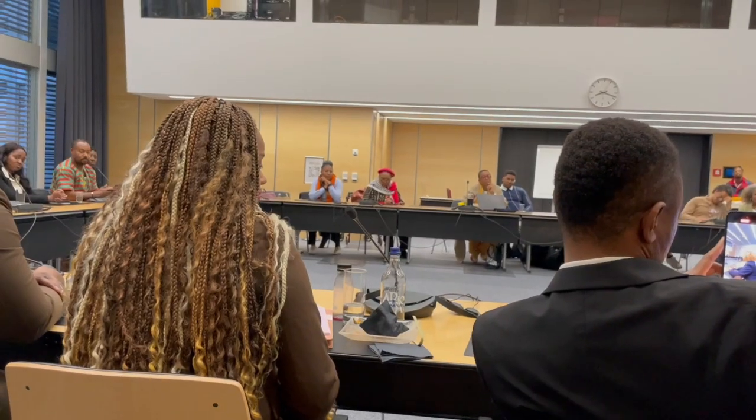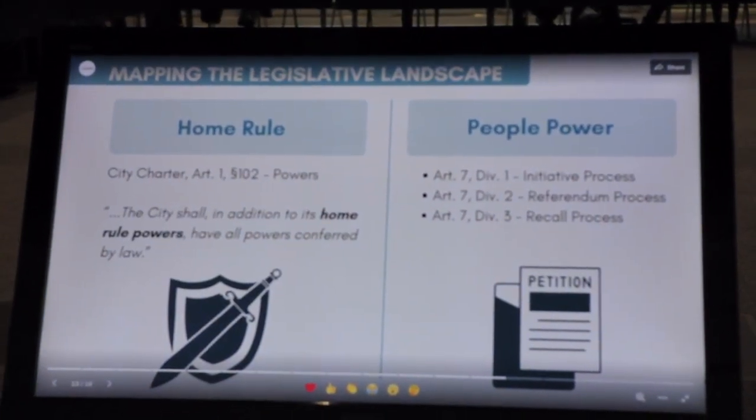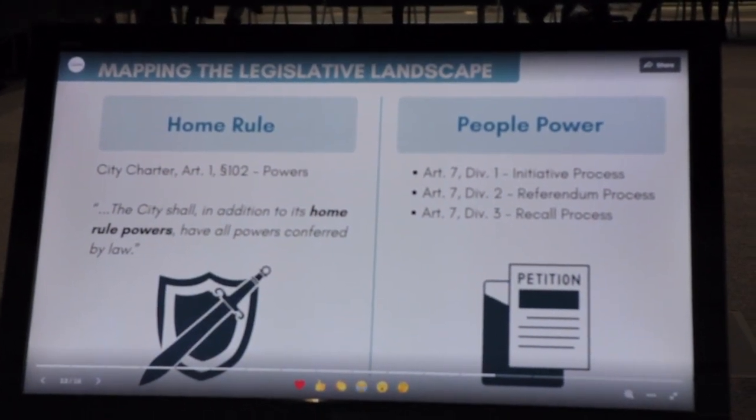Why is that important? Why is that relevant? That means that the municipal government of Kansas City has more power to enact certain laws that other cities within the state of Missouri do not. In addition to home rule, there are 3 additional powers that the people in Kansas City have access to based on their charter. A charter is essentially the constitution but for a city. Those 3 powers are the initiative process, the referendum process, and the recall process.